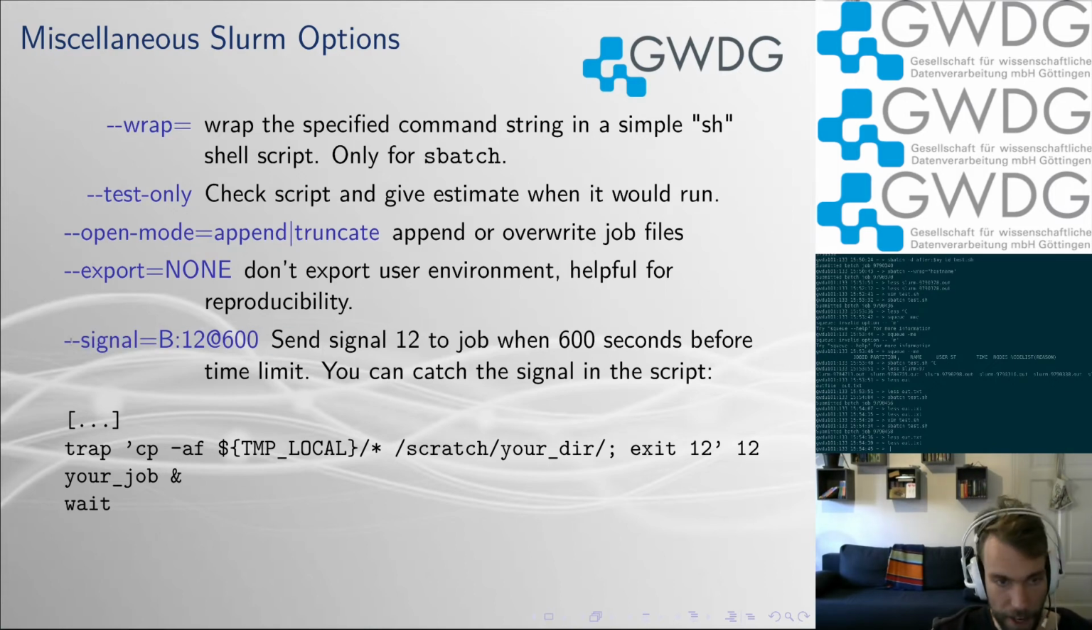And you can also send signals. You can send signals before the job ends. This would mean sending signal 12 to the batch job 600 seconds before the job ends. You could do something like trap the signal, which is something bash can do, and copy whatever is in your temp local directory to your scratch dir. The job would run, and you need to start it in the background and wait. I'm not going to go into detail here.